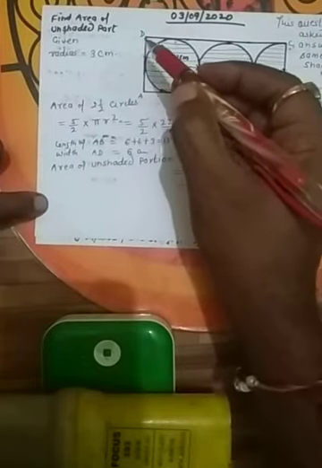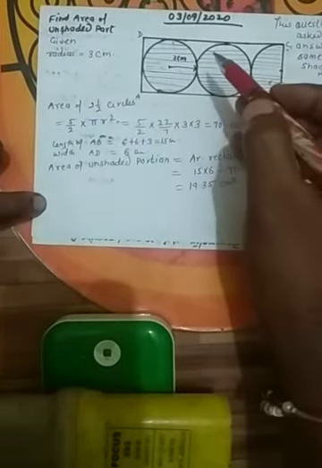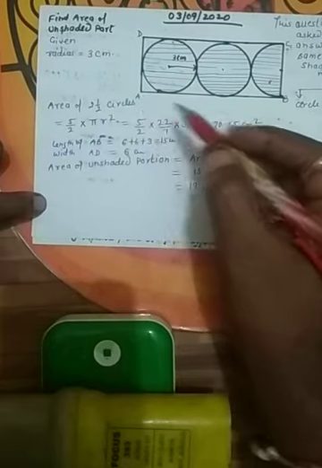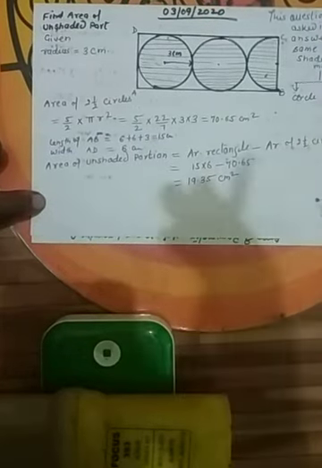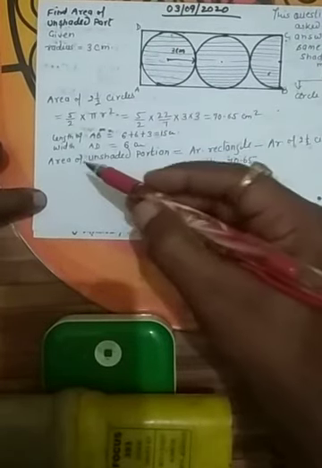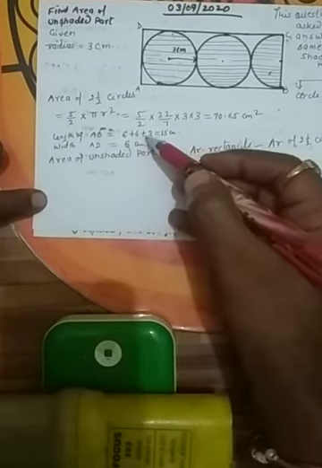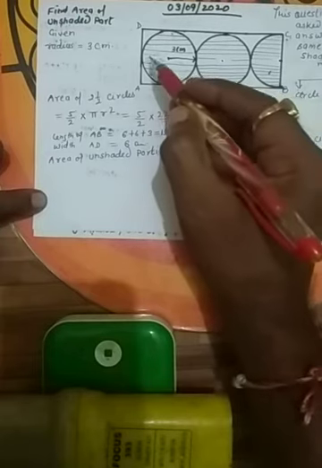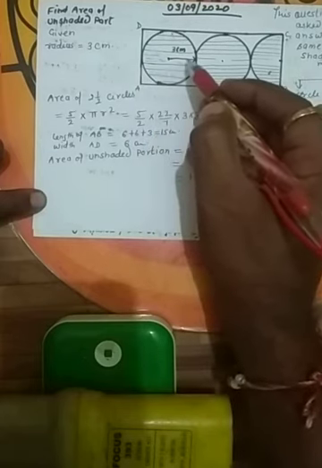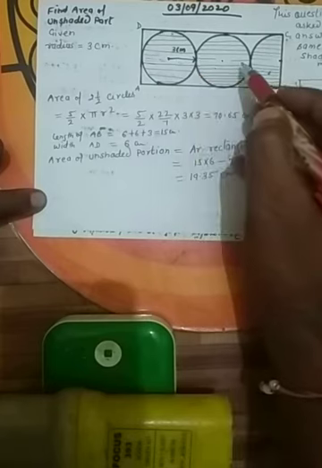Is it clear? So first we have to find the area of the rectangle. For finding the area of a rectangle, we must know length into breadth. Length is AB. So the length of AB is equal to 6 plus 6 plus 3, which is 15 cm. This is 6 because the radius is 3 cm, therefore the diameter will be 6. So 6, 6 is 12, and 3 is 15.